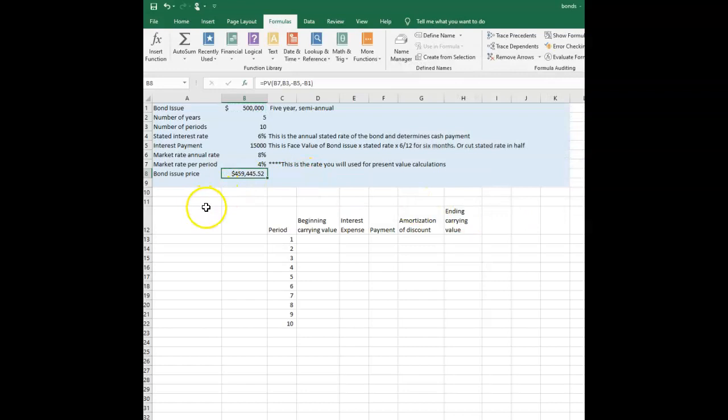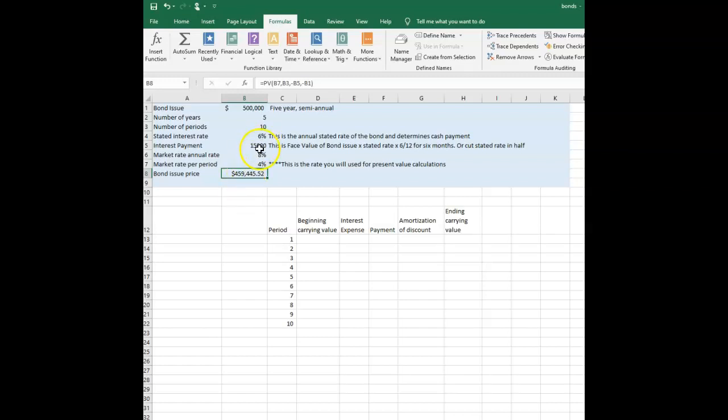So in this situation, these bonds would be issued for about $459,000. That allows the investor to put the money in, receive $15,000 at the end of each 6 months, gets the full 500 at the end of the 10th period, and they earn an 8% interest.